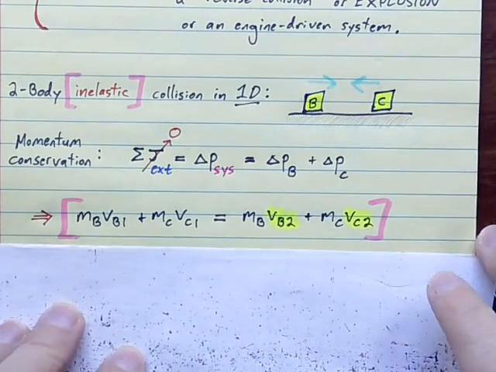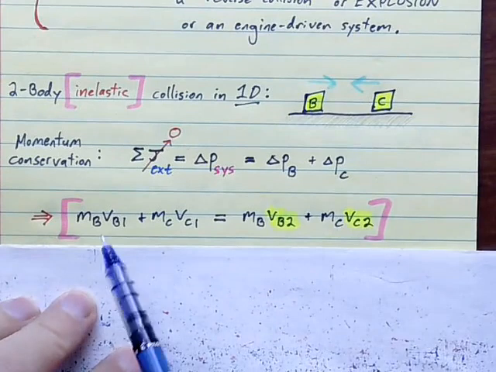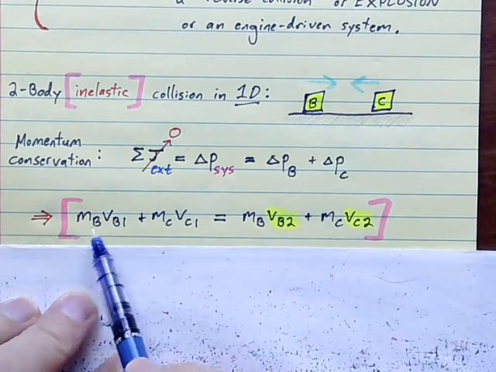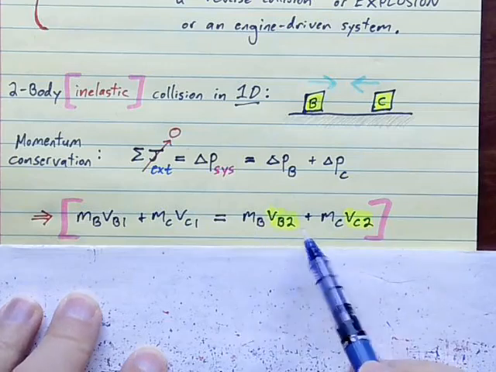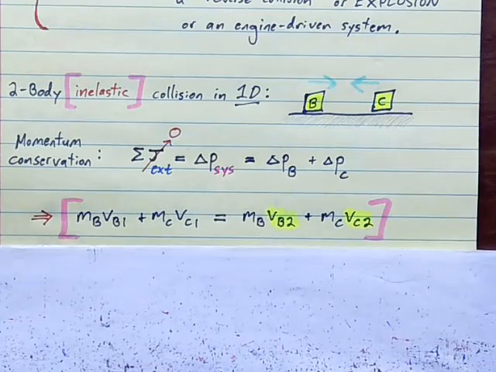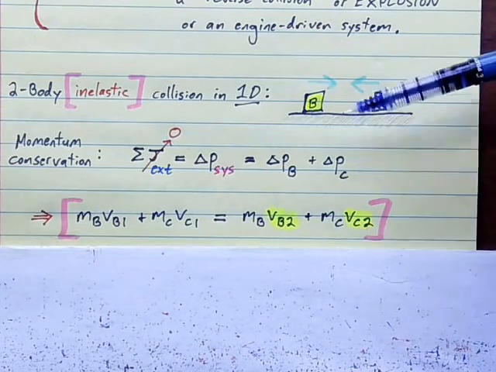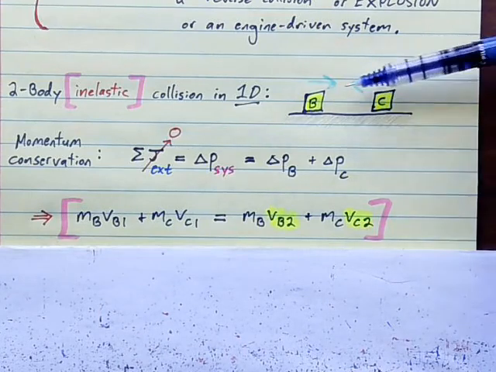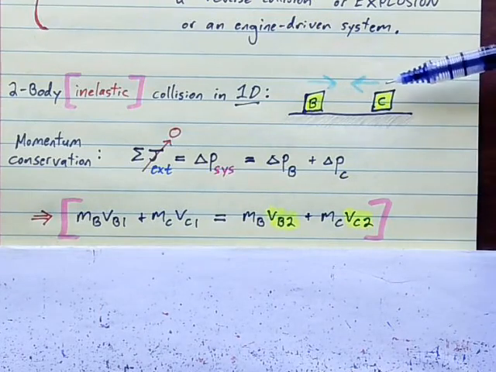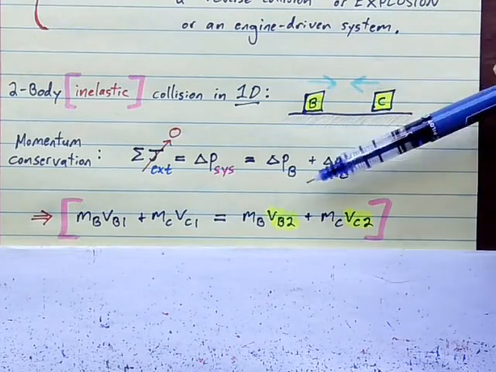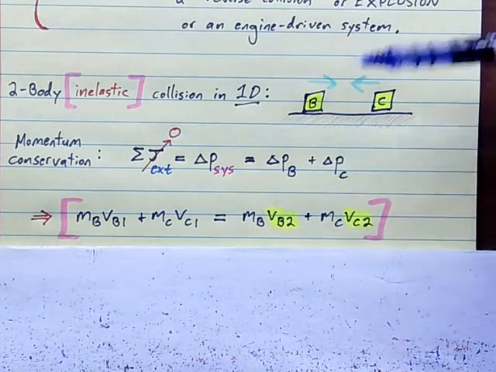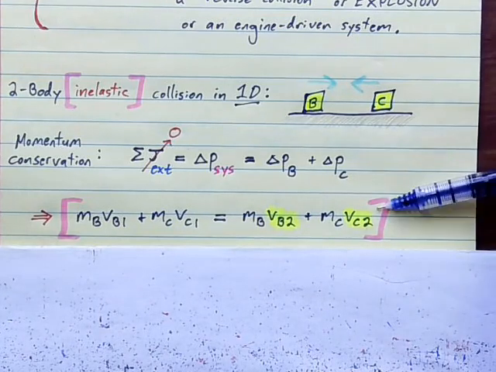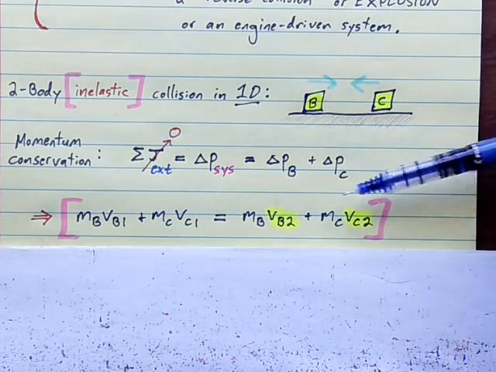So we can express momentum conservation as the sum of B's momentum before the collision plus C's momentum before the collision equals B's momentum after plus C's momentum after. Now let's imagine that we know the masses beforehand and we know their initial velocities, and we would like to be able to predict the outcome. We want to predict the two final velocities that I've highlighted here. Can we do it? Clearly this is just one equation, so it's not enough information to solve for two unknowns here.